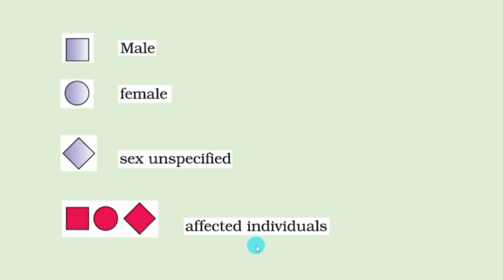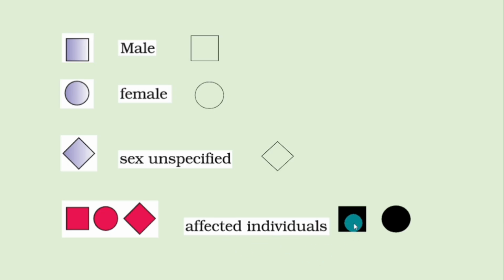So how do you represent it on piece of paper? Just make a simple square. Okay, this is healthy male. This is healthy female. This is sex unspecified. The individual is healthy. And if you darken it, okay, shaded one or filled boxes, they represent affected individual. So this is affected male, affected female, and this is affected individual in which the sex is unspecified.